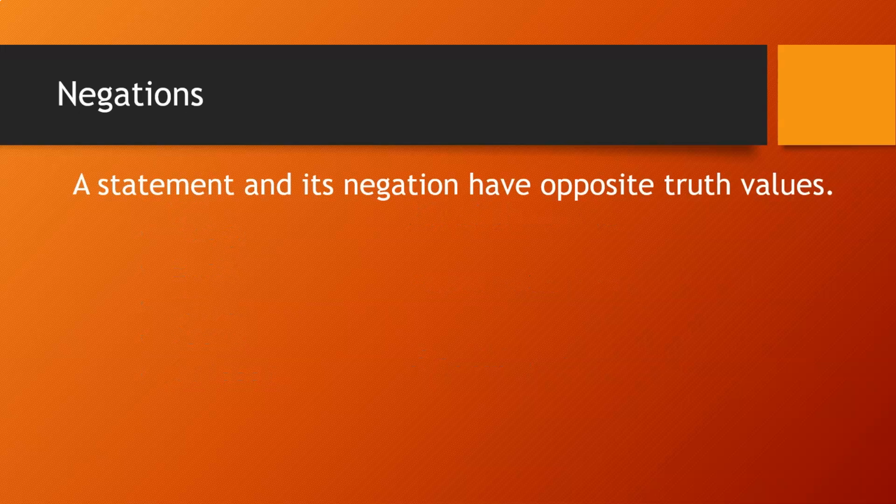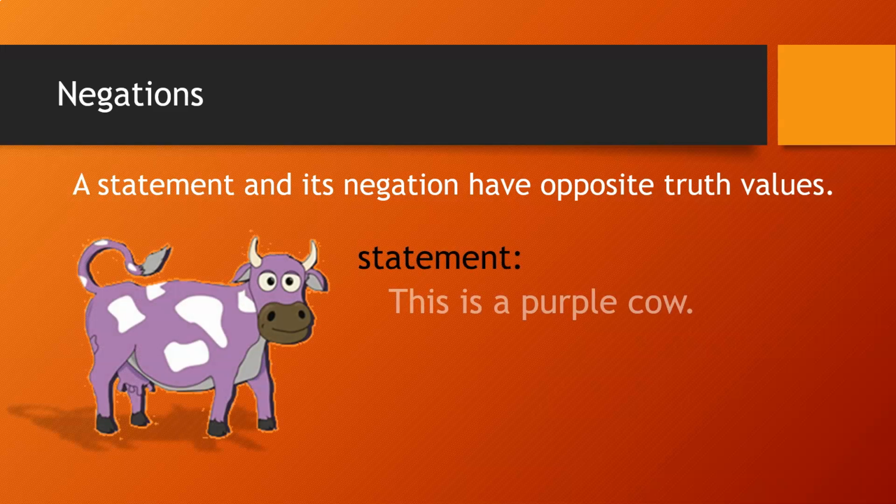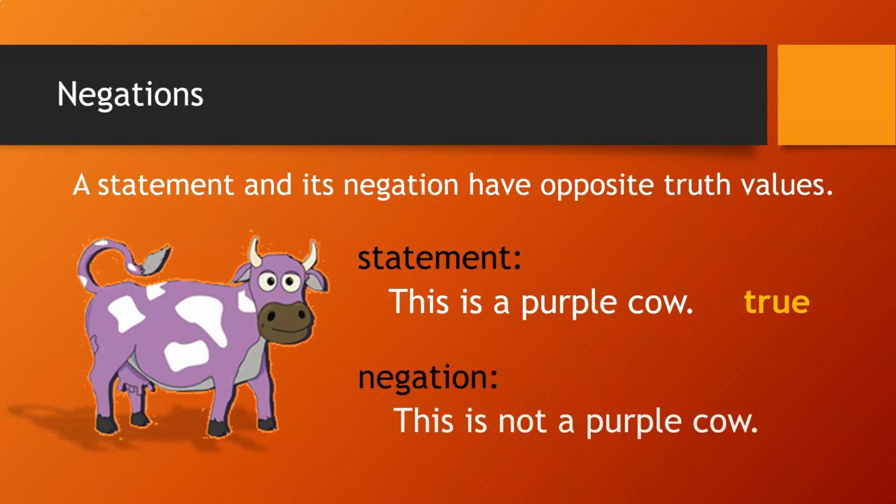Negations are related to statements in that they have the opposite truth value of the statement. So if we look at our statement, this is a purple cow, which we said was true, a negation of that statement would be, this is not a purple cow. If the original statement is false, then the negation would have to be true.